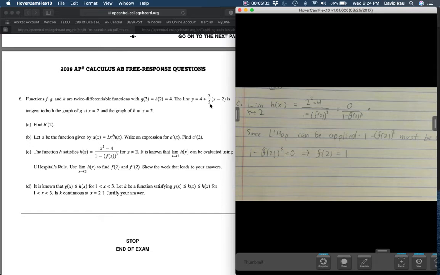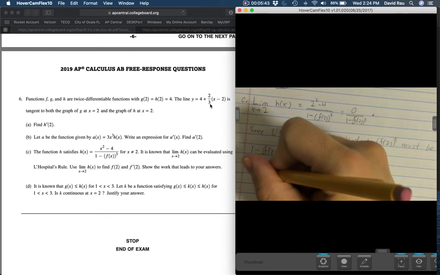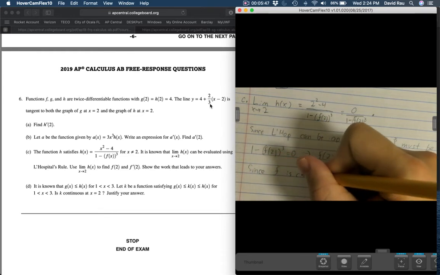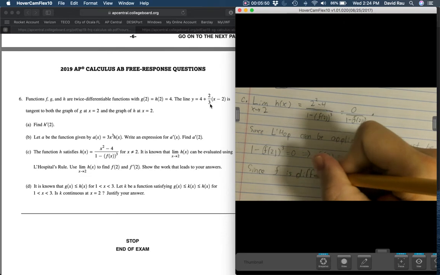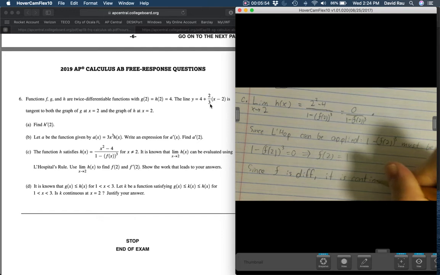All right. Now from there, the idea is, how do we know f of 2 is 1? We're actually not quite done yet. We have to verify one other thing. Since f is differentiable, it is continuous.